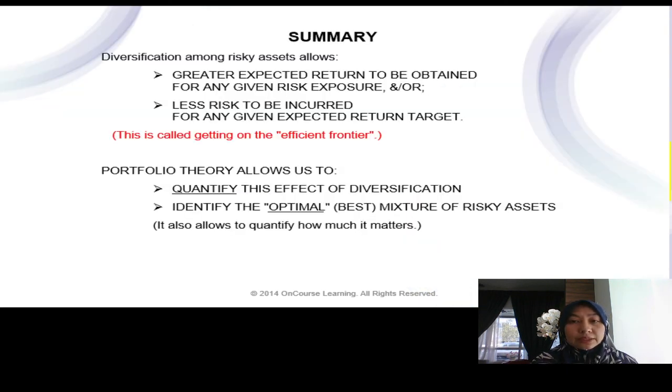Okay, so far I hope you are clear with the portfolio theory. In summary, diversification among risky assets allows greater expected returns to be obtained for any given risk exposure. Whether high risk, high return investment or low risk, low return investment, you can combine them together, and you can obtain less risk for any given expected return target. That is called the efficient frontier. So portfolio theory allows us to quantify the effect of diversification, to identify the optimal or best mixture of risky assets for the investor.